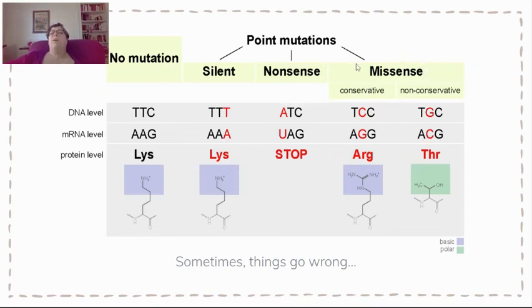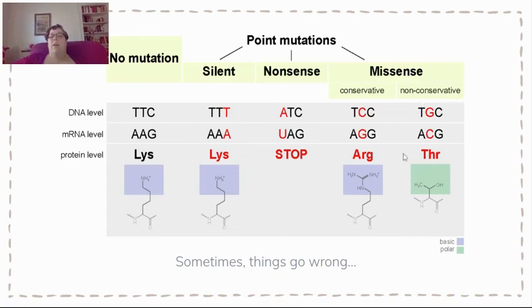Or you can have what we call a missense mutation, which is when you end up with a 3-letter code that codes for a different amino acid. And we can break those up into, well, if it's an amino acid that behaves in the same basic way, you might be okay. You might still end up with a functional protein. Or non-conservative, where you end up putting in an amino acid that has completely different chemistry, that behaves in a very different way.